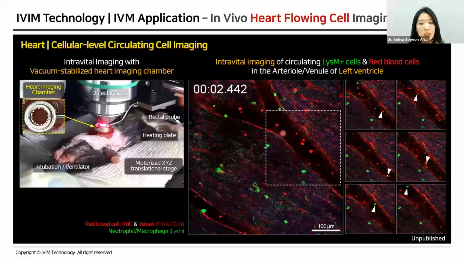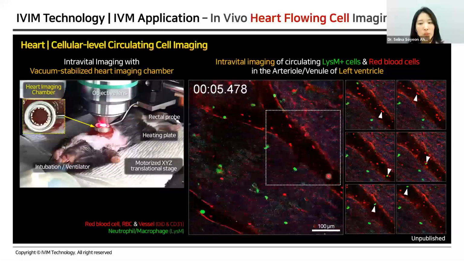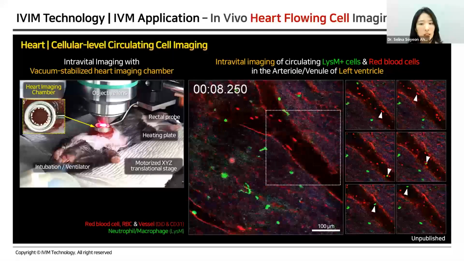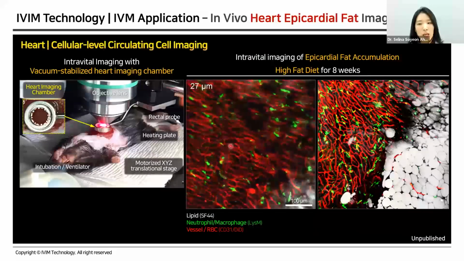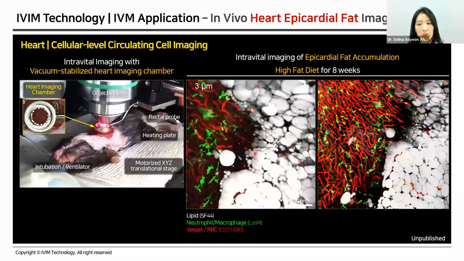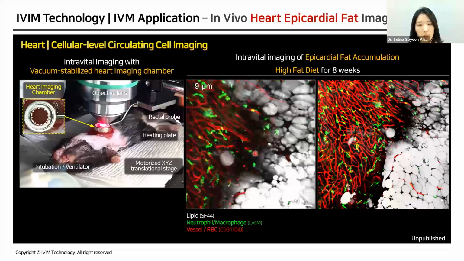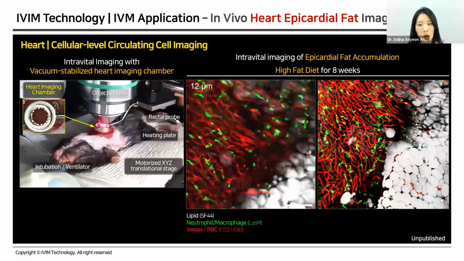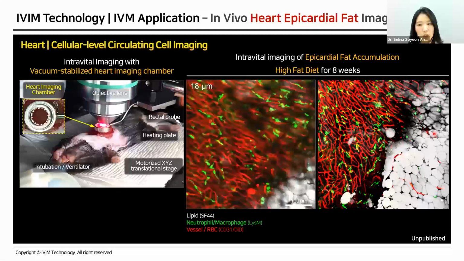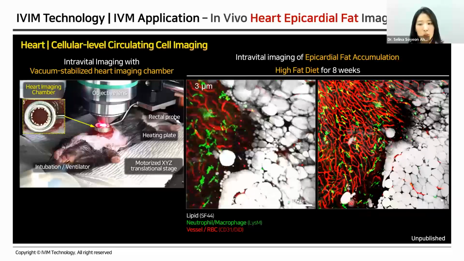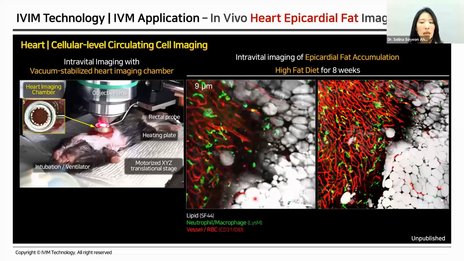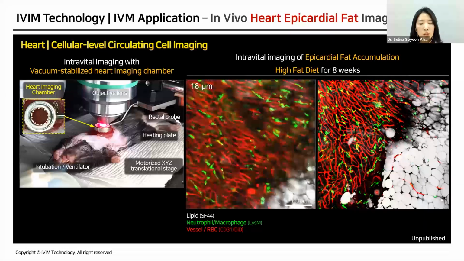And this is the heart. We can directly monitor the blood flow inside of the beating heart using this heart imaging chamber. And this is the data of the epicardial fat accumulation, which is induced by the high-fat diet. So this white color is the lipid accumulation, which was labeled using a special fluorophore, SF44. So we can acquire the in vivo imaging of the heart, and then we can also analyze this cardiac fat deposition in the heart after the high-fat diet.